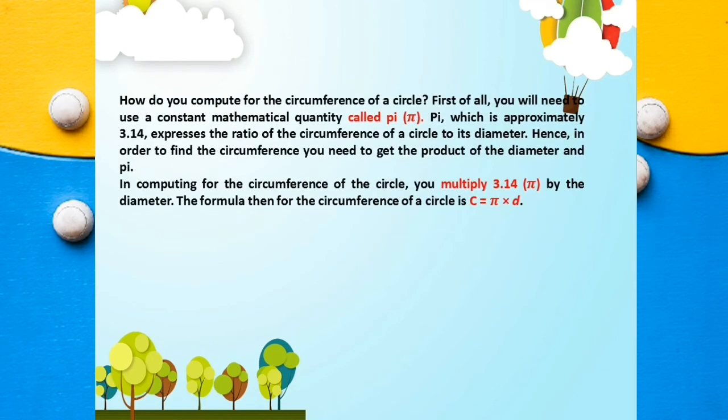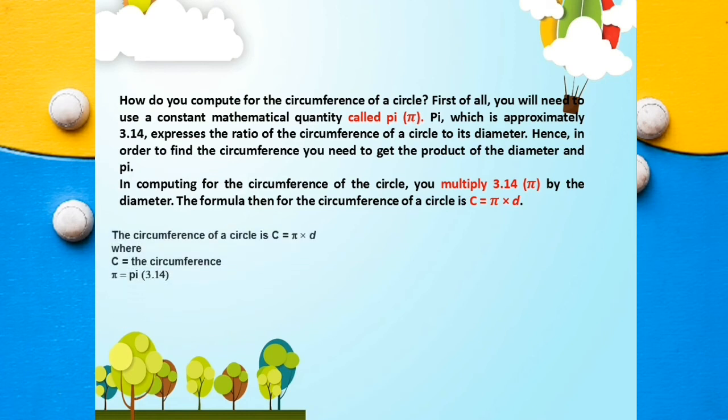How do you compute the circumference of a circle? First of all, you will need to use the constant mathematical quantity called pi. Okay, that's the symbol of pi. Pi, which is approximately 3.14, expresses the ratio of the circumference of a circle to its diameter. Hence, in order to find the circumference, you need to get the product of the diameter and pi. In computing for the circumference of the circle, you multiply 3.14, which is the pi, by the diameter. The formula then for the circumference of a circle is C is equal to pi times D.